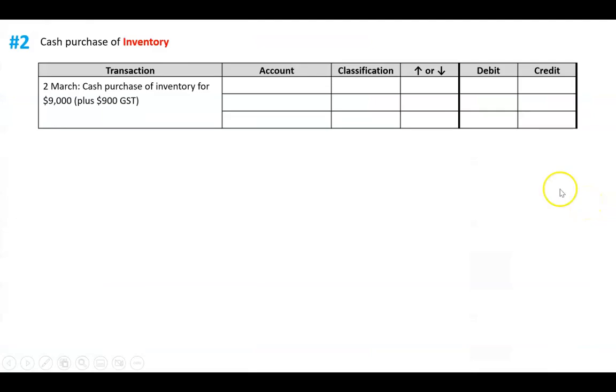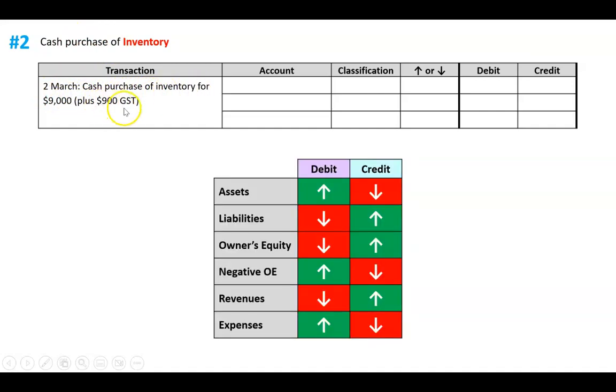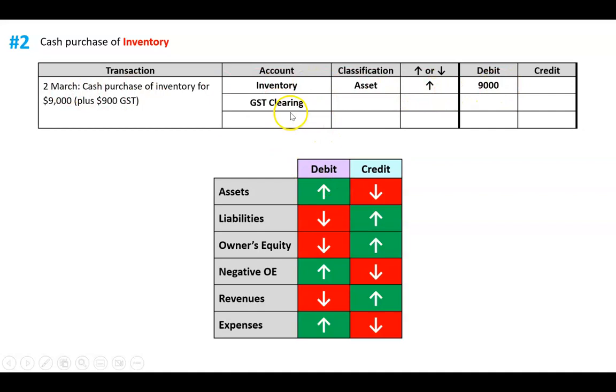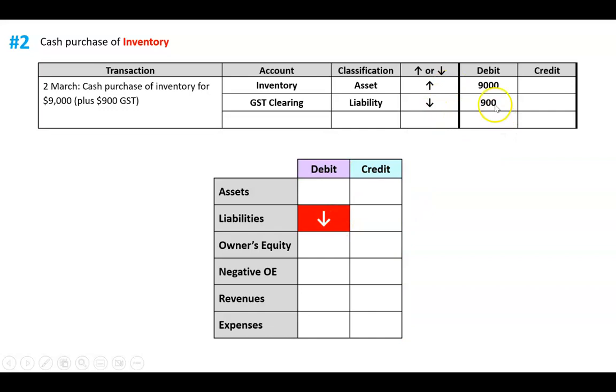Transaction number 2. What about if I buy inventory with cash? So on the 2nd of March, cash purchase of inventory for $9,000 plus $900 GST. First thing I got is some inventory. Inventory is an asset. It's going up. When an asset goes up, that's a debit. So the inventory will be $9,000. I'm also being charged some GST. GST clearing is the account. That's a liability. And when I get charged GST, that's going down. So when a liability decreases, that's a debit.